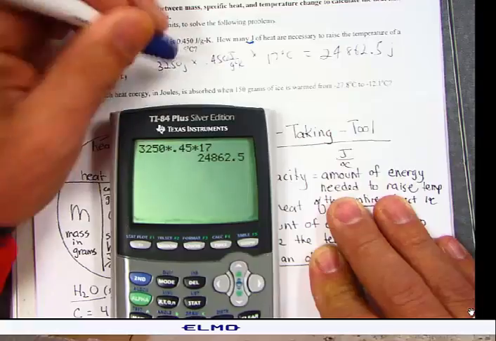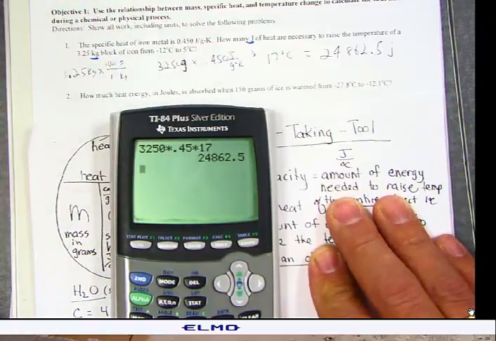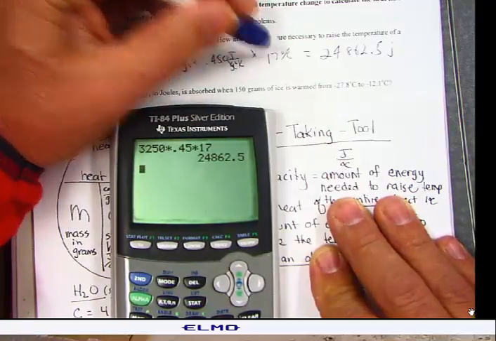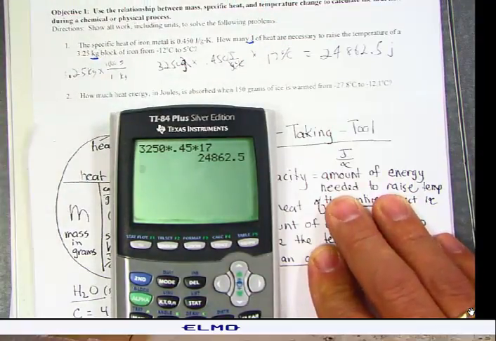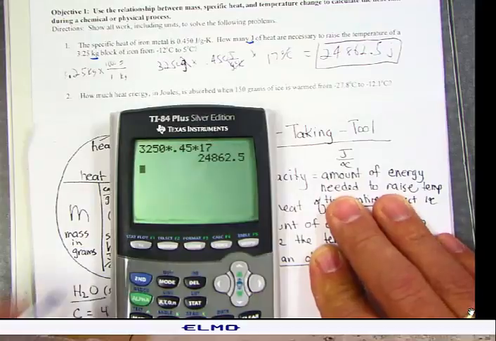This thing should have been grams here. That's my double checking, trying to figure out if I'm on the right track. That grams and grams cross out. Degrees Celsius and degrees Kelvin can cross out because there's the same distance between them. My answer is 24,862.5 joules.